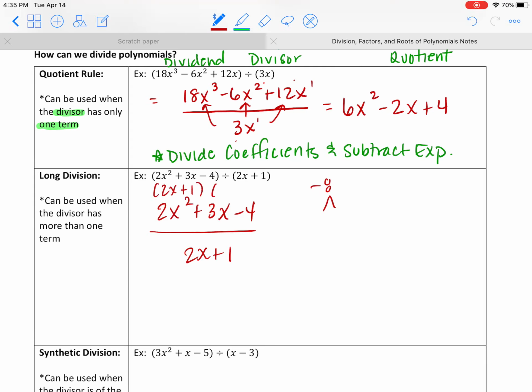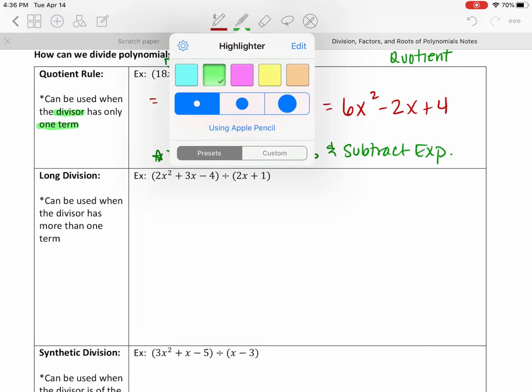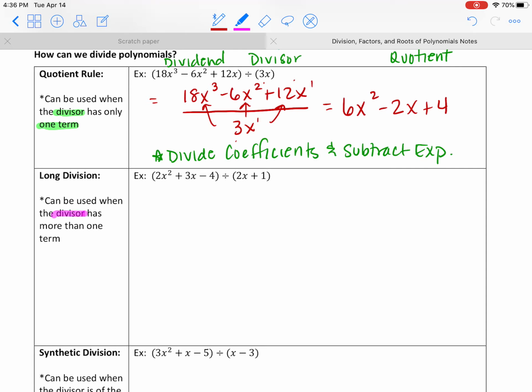Are there going to be factors of negative 8 that make 3? No, like if this factored into a 2x plus 1 and let's say an x minus 4, then no big deal, but that's not the case here. So since I can't factor and I can't divide by 2 terms on the bottom, we're going to have to use long division here. So we can use long division when the divisor has more than one term. And we've done this before, so this is really just to dust off the cobwebs.